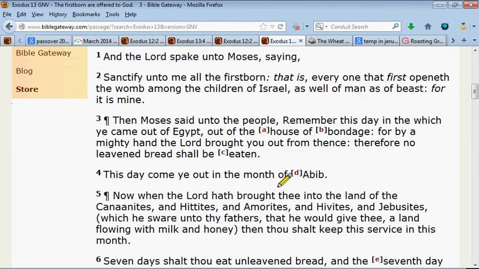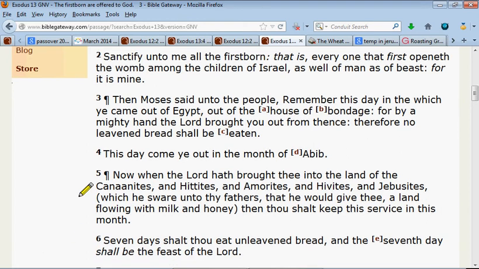It says, then Moses said unto the people, remember this day in the which ye came out of Egypt, out of the house of bondage, for by a mighty hand the Lord brought you out from thence. Therefore, no leavened bread shall be eaten. When? This day come ye out in the month of Abib. And they call it Nisan. Nisan is not God's term. Nisan is a Babylonian term. It's a Nimrod term. You know, the Pharaoh's term.